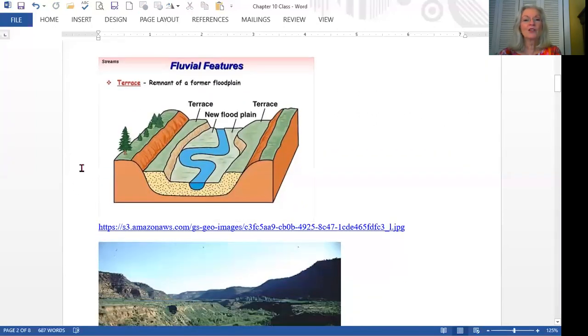Here's some more features. This one in particular shows you the stream terrace and points out it's a remnant of a former floodplain. So it's a former level for the river. So you can see the river's cutting through, and here's the new floodplain, and the terrace represents a previous one.